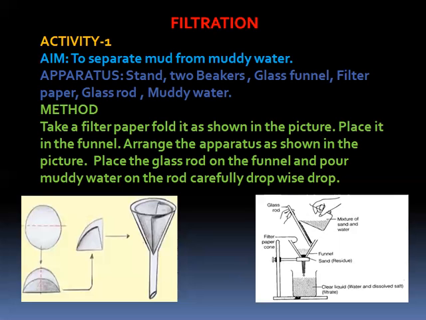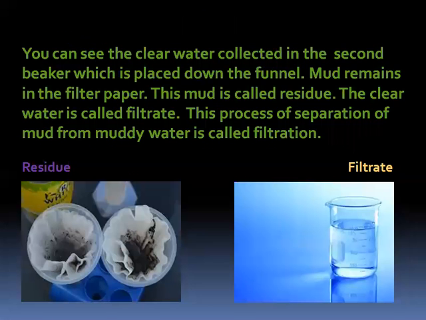So in this way, when you arrange the apparatus like this, you can see the clear water collected in the second beaker, which is placed below the funnel. Clear water is collected. That is called the filtrate. And what remains in the filter paper, the mud, is called the residue. Is it clear? You have to learn this. It's not there in your textbook. You learn, children. It is not given in the new textbook.